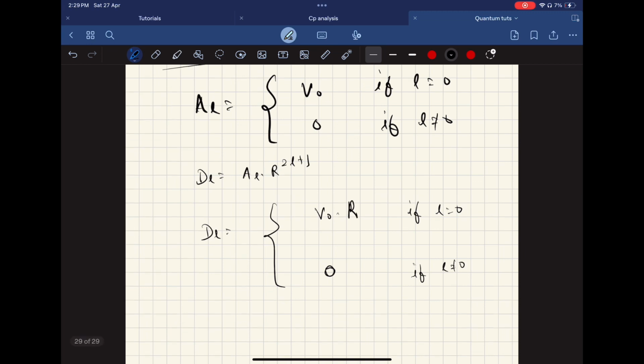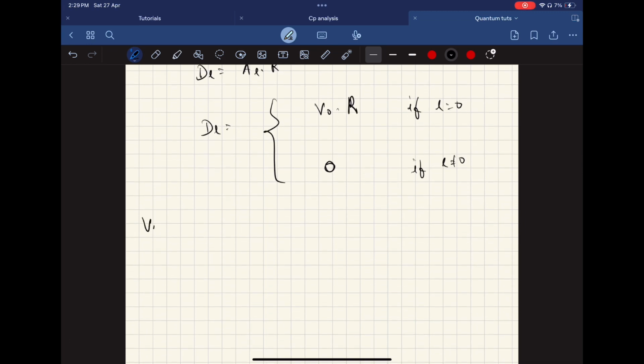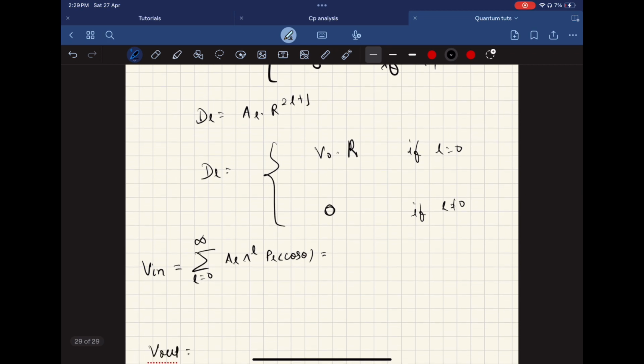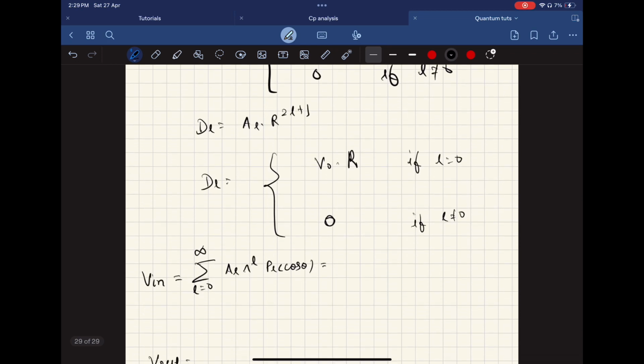So from here we can say what is v in and what is v out. V in is equal to, from l equals 0 to infinity, al r to the power l pl cos theta. So al is only defined for l equals 0, and otherwise it is 0. So it is equal to v naught into r to the power 0, that is equal to 1, and p0 cos theta, that is equal to 1. So v in is v naught.